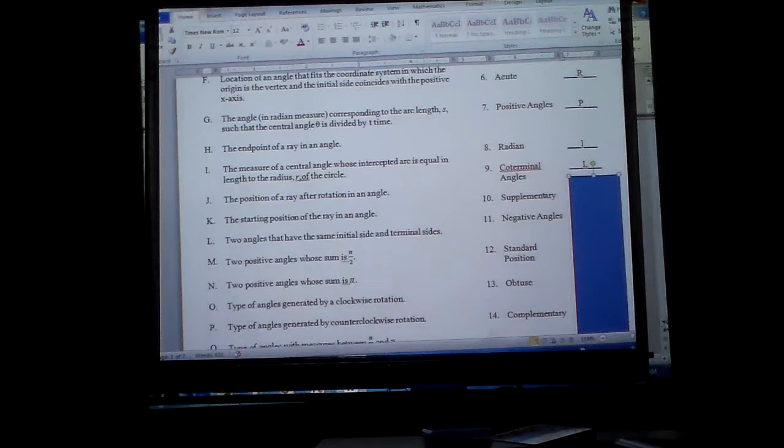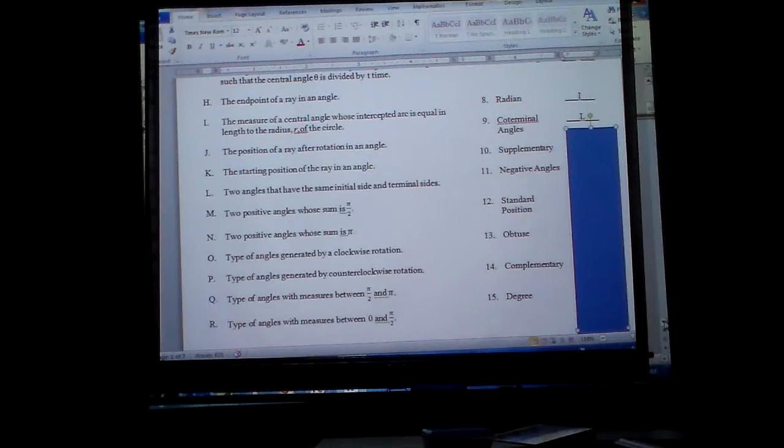Now, supplementary usually means two angles that add up to 180 degrees. But we're talking about radians, not degrees. So therefore, instead of adding to 180, it has to add up to pi. So that would be this choice N. Two positive angles whose sum is pi.